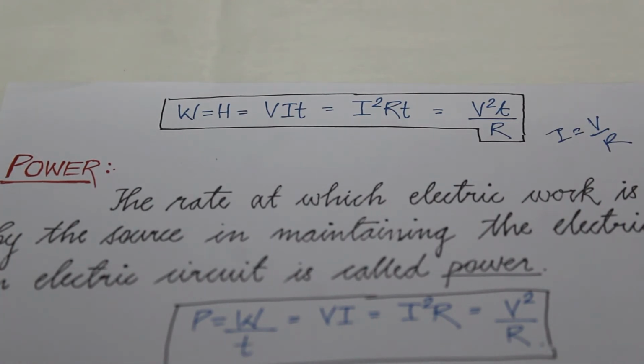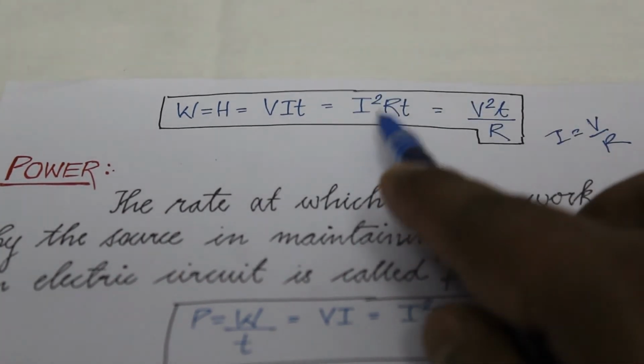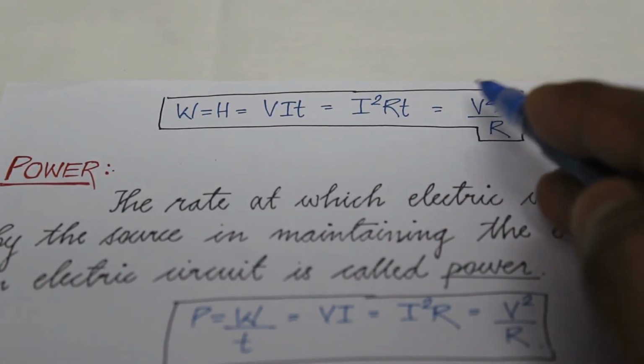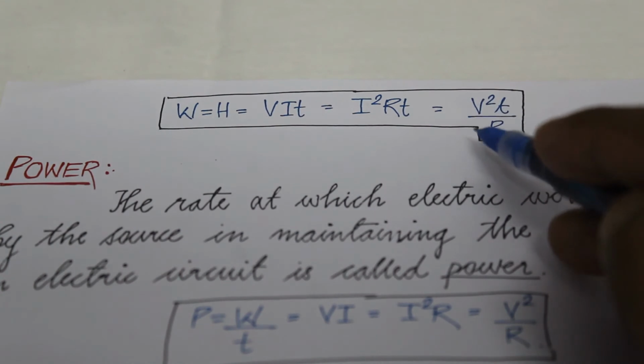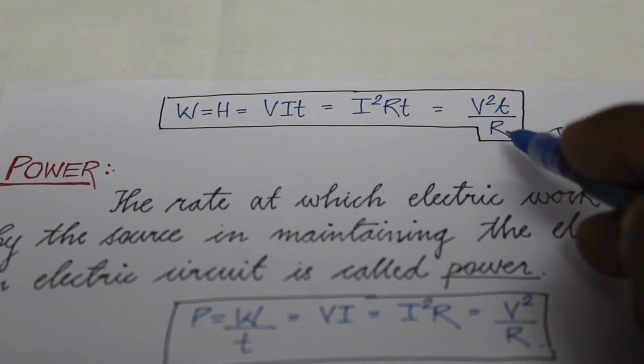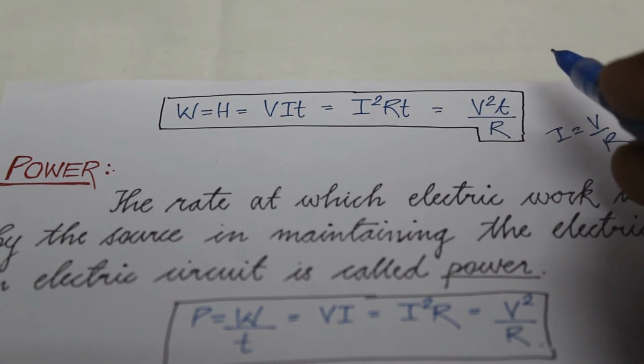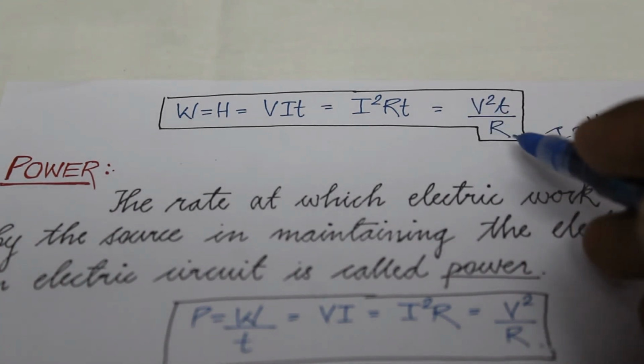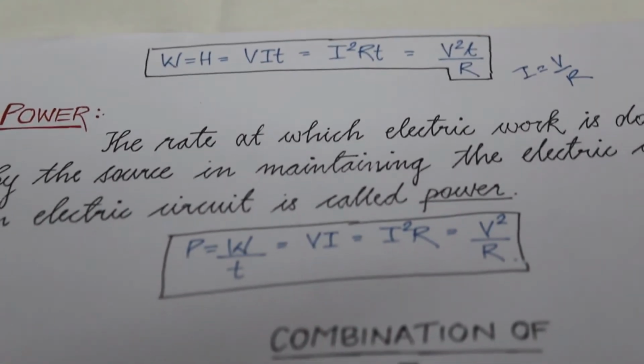On the safer side, there is a small trick. As we know, in series, current remains the same. So mostly whenever a question comes where the resistances or the appliances are connected in series, it is preferable to use this formula I square RT. And when in the question the appliances are connected in parallel, it is better to use this formula V square T upon R. As we know, in parallel combination, potential difference remains the same, so it will be easier for you to solve. Now moving on, we'll study power.